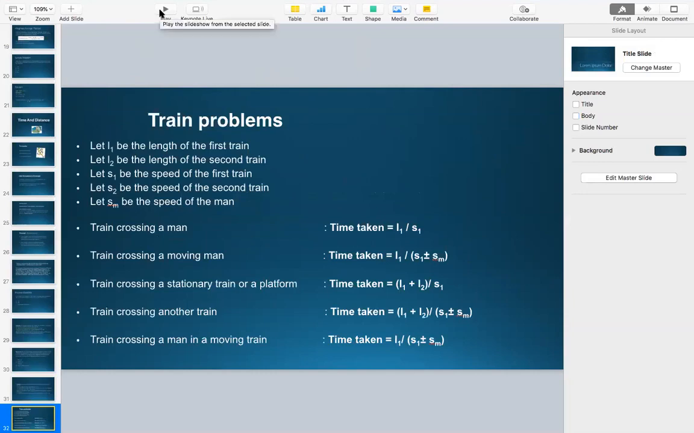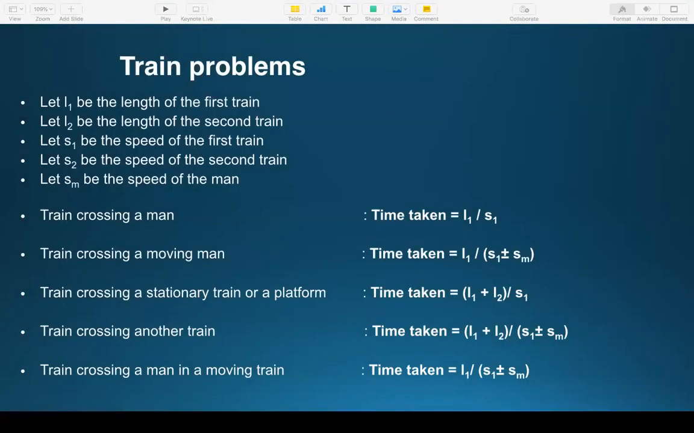Now, train problems. Guys, generally you will see a lot of questions in time, speed and distance involving trains, okay? Ultimately there are 4 or 5 particular scenarios which you need to keep in mind. Let's say L1 is the length of the first train, L2 the length of the second train, S1 and S2 the speed of the first train and second train respectively, and SM the speed of the man. Now let's try to understand the scenario.